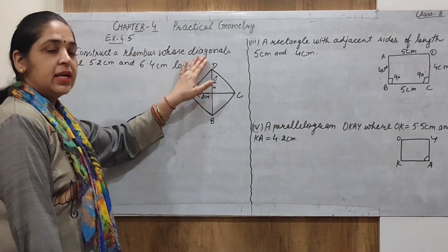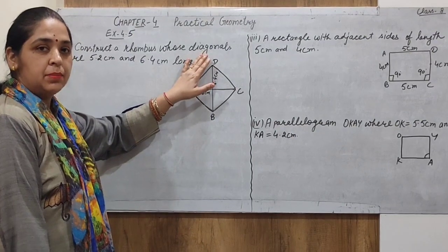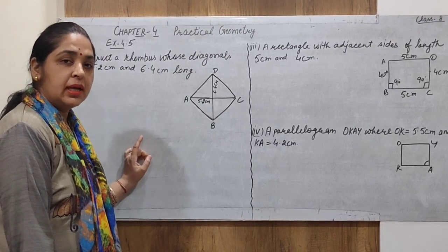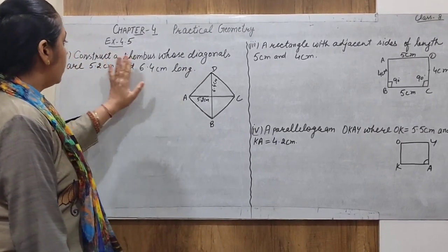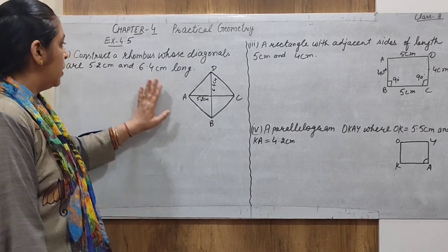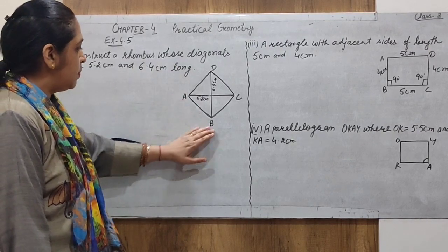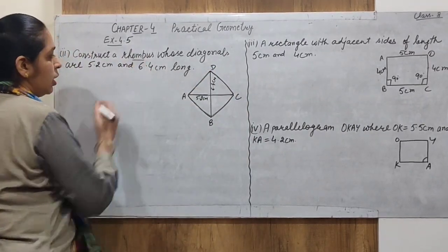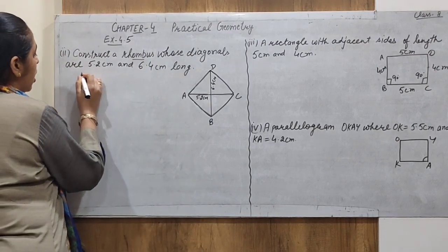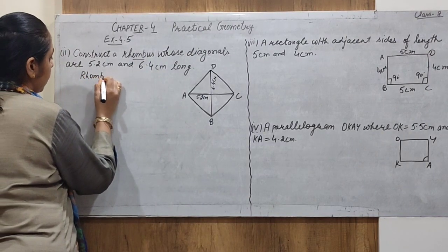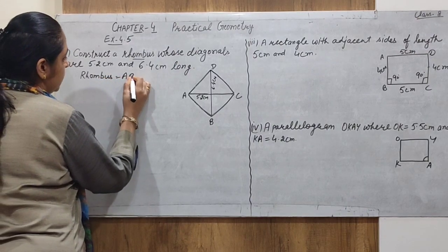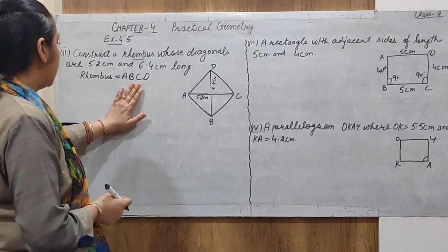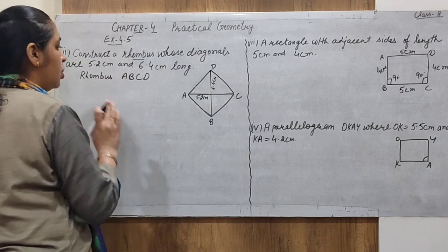What are the diagonals? Diagonals of a quadrilateral are the lines which are made by joining the opposite vertices of the quadrilateral. Now the name of the quadrilateral, we can select any name. Let us draw a quadrilateral ABCD, and the name of this quadrilateral is rhombus. So we have to draw a rhombus ABCD.